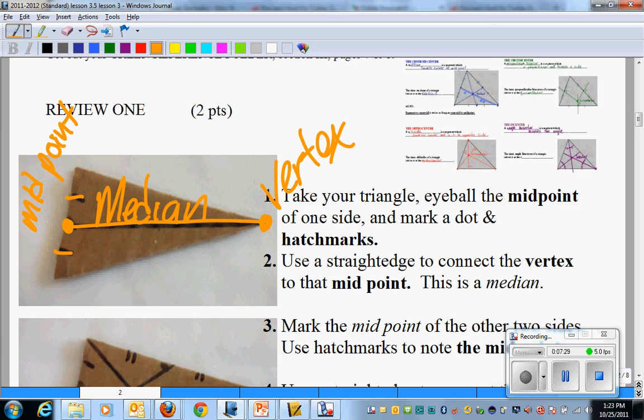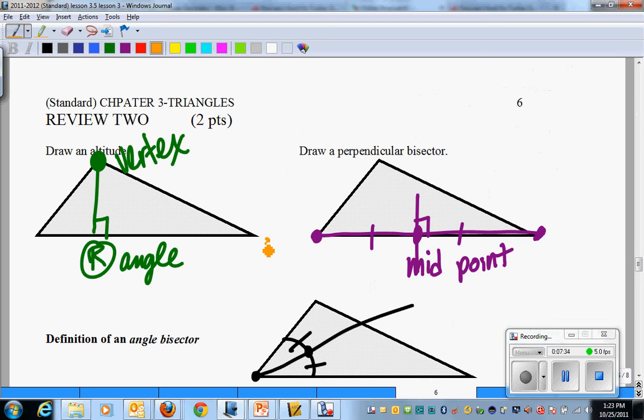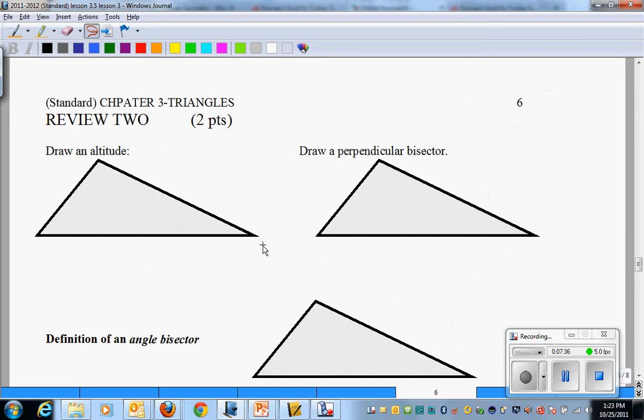Now flip to page 6. I told you this will take 5 minutes. Page 6.